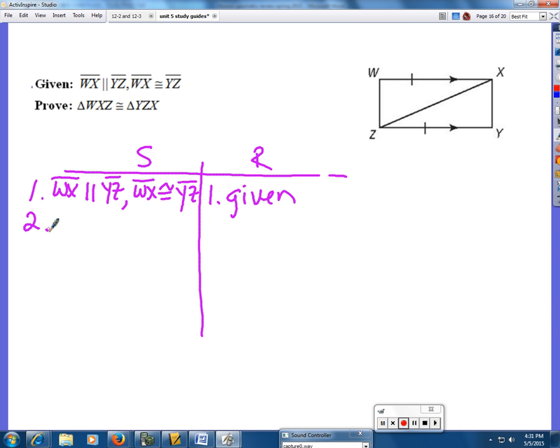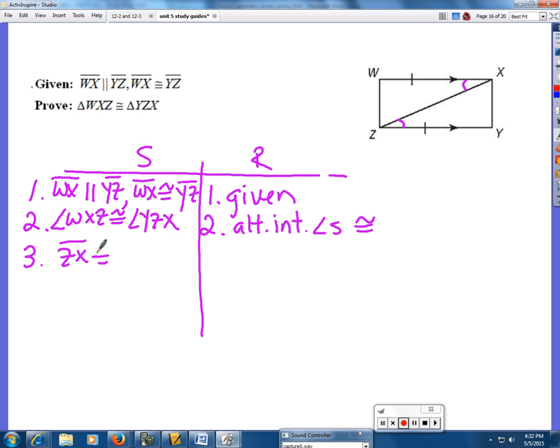The second statement, well, I've got to think about this. I have parallel lines, so probably you're going to have alternate interior angles, and I have a shared side, so probably I'm going to use the reflexive property. So I can say either these two angles are congruent or the other two alternate interior. Oh no, I have to say these two angles are congruent. Sorry, the others are alternate interior. So I've got angle WXZ is congruent to angle YZX by alternate interior angles are congruent. And then 3, I'll use that reflexive property, ZX congruent to ZX, and that's the reflexive property.